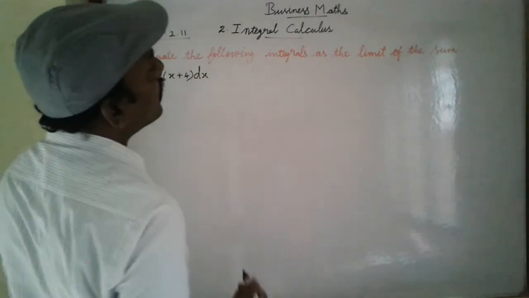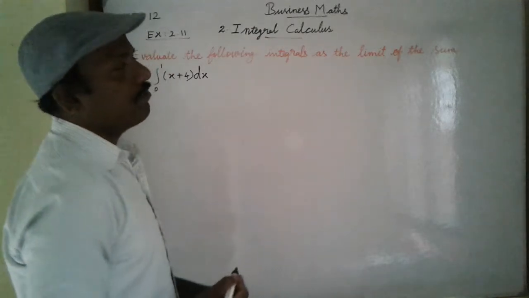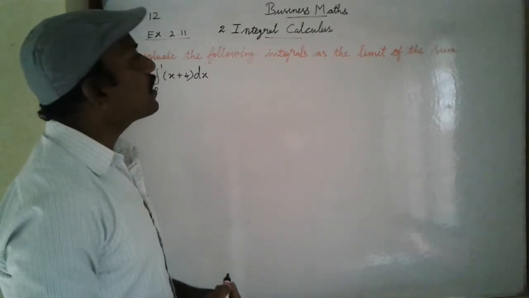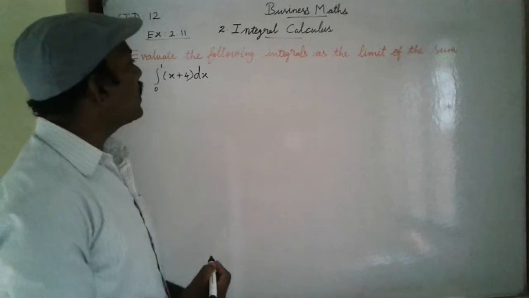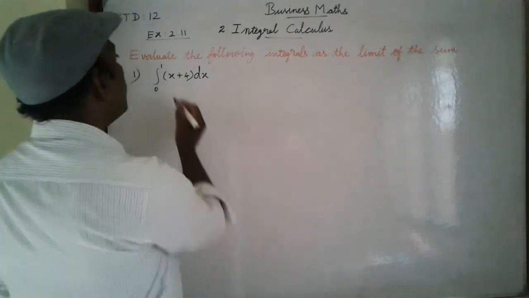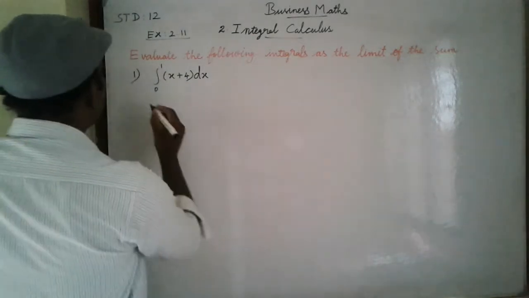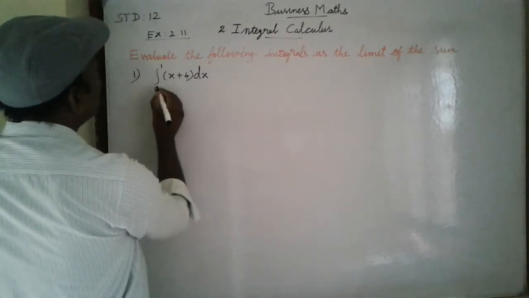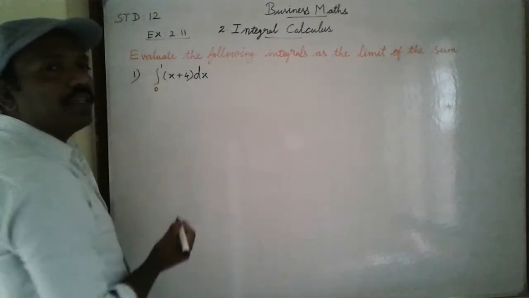Evaluate the following integrals as the limit of the sum. We should use the limits and the summation and find out the integral value. So, solution: the first sum is the integral from 0 to 1 of (x plus 4) dx.